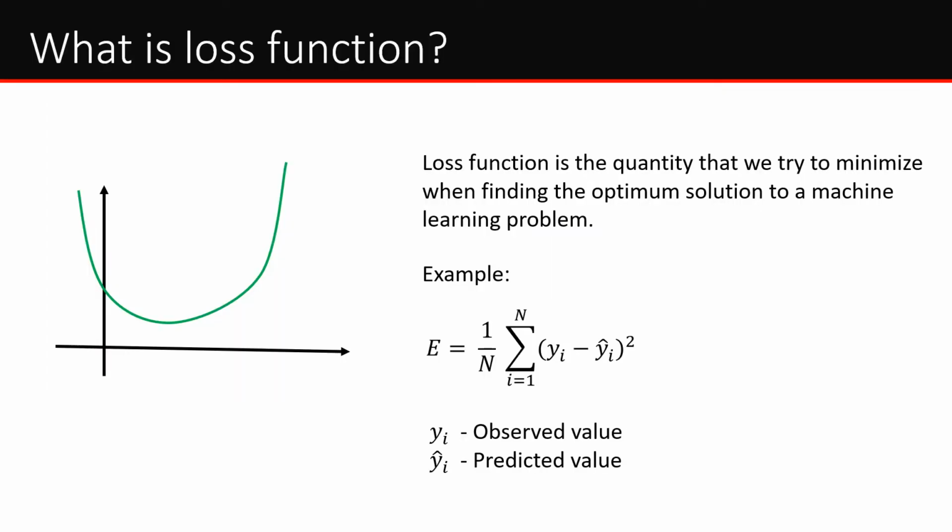Loss function is the quantity that we try to minimize when finding the optimum solution to a machine learning problem. For example, let's consider error E equals 1/n times the summation from i equals 1 to n of (yi minus yi hat) squared, where yi is the observed value and yi hat is the predicted value. You can see that this value will become 0 when all predicted values are equal to observed values. In practical scenarios, it is hard to achieve 0 for a loss function. What we try to do is to make this quantity as small as possible when finding our model.